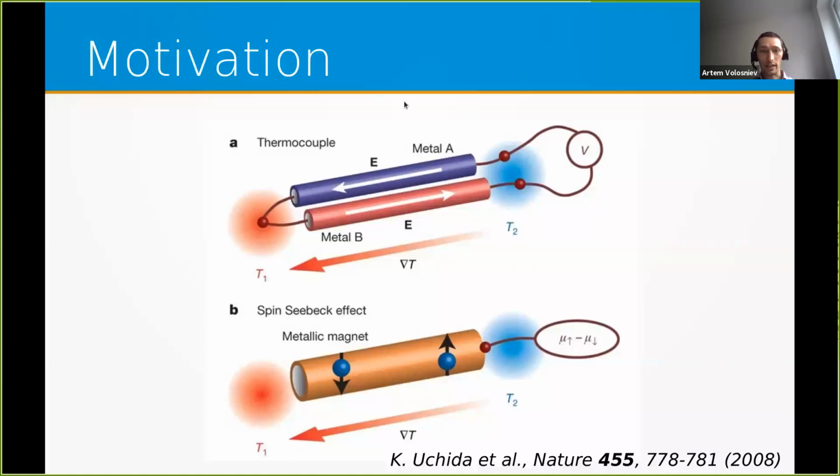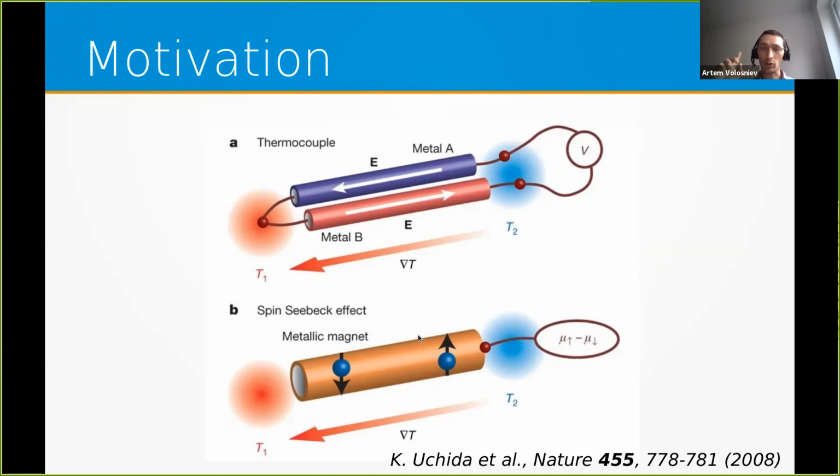Here I steal this figure from this paper, which was one of the first to discuss this effect, and they introduced the name spin Seebeck effect. The idea there is quite simple. You cool one side and heat up another side, and that would generate a difference in chemical potential between spin up and spin down. Then you could read this out using, say, the inverse spin Hall effect.